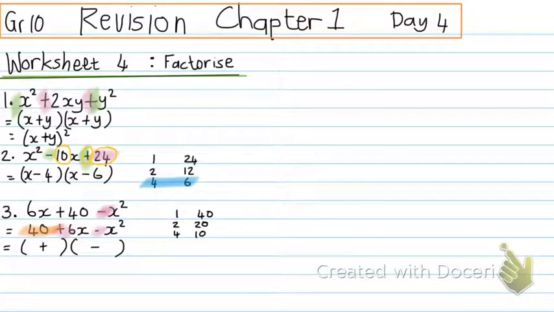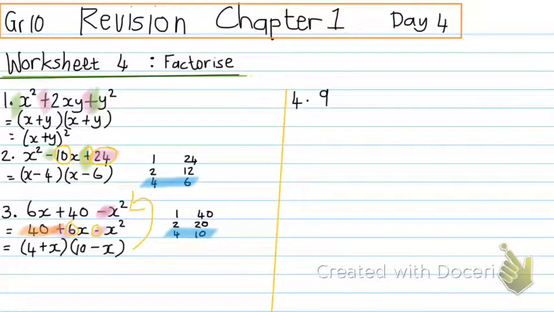So I have to ask myself, which of those factors can I subtract to get 6? Well, it's going to be 4 and 10. So it's 4 in the one bracket and 10 in the other bracket, and an x and an x. To test our answer, we can just do the FOIL rule and see if we get back to that answer, and we do. So that's correct.